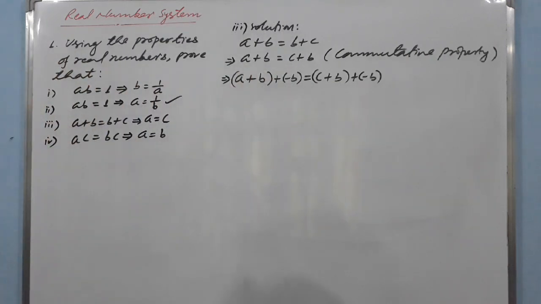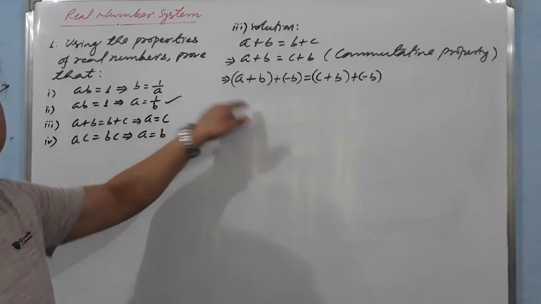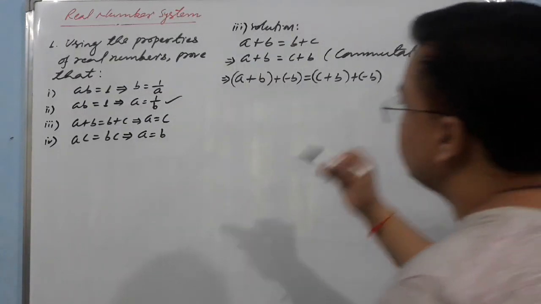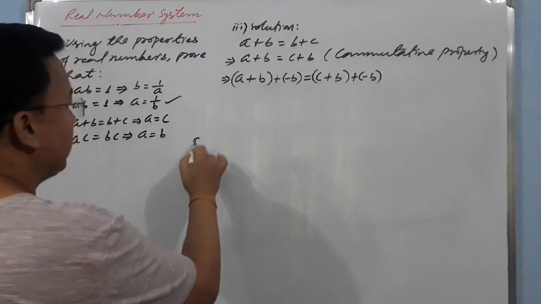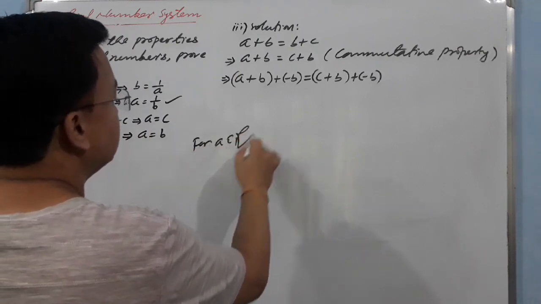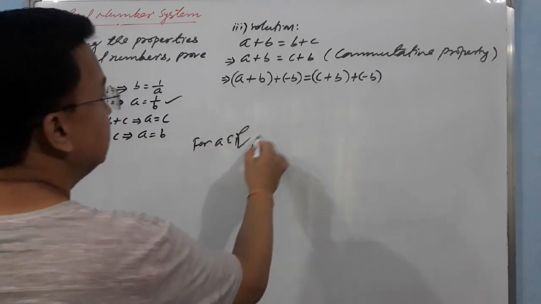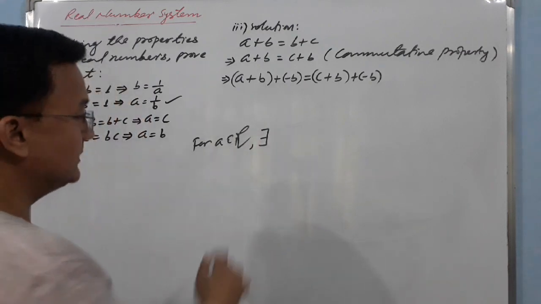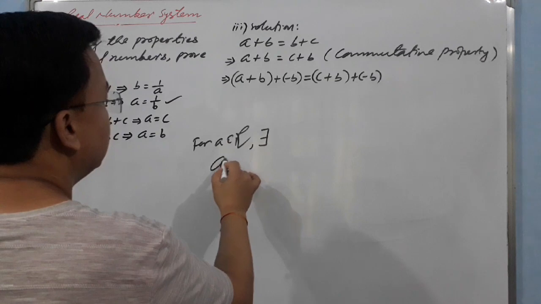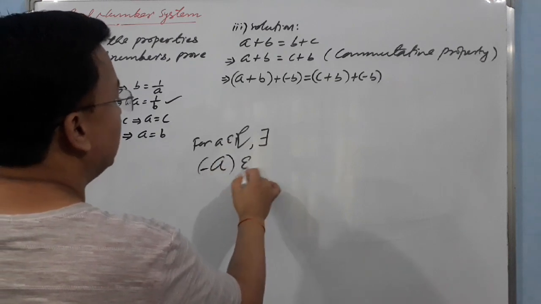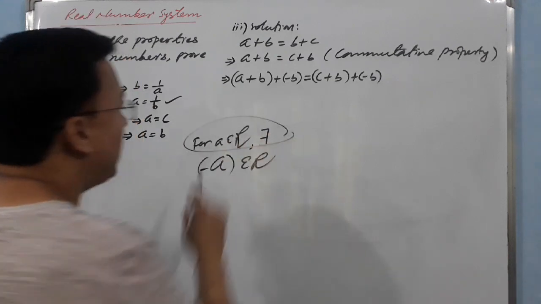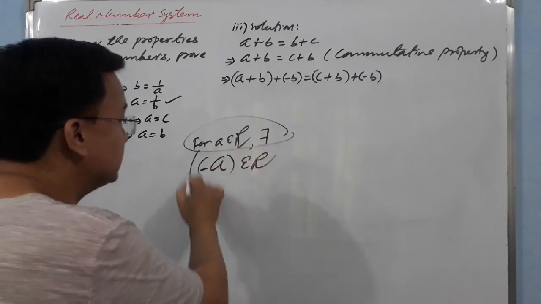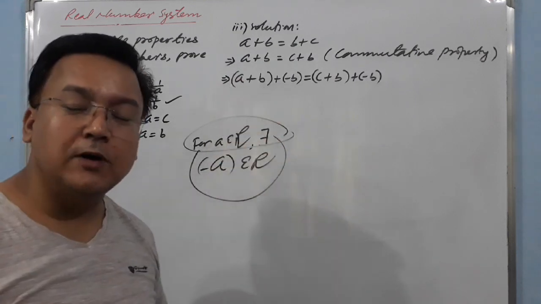You can't just subtract, you have to add negative numbers on both sides, right? For a belongs to R, any real number, there exists, on the set of real numbers, negative a belongs to R. For any a belongs to R, there exists negative a belongs to R.